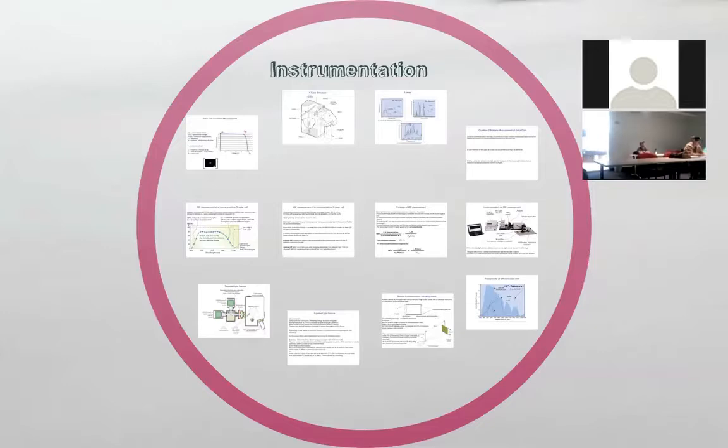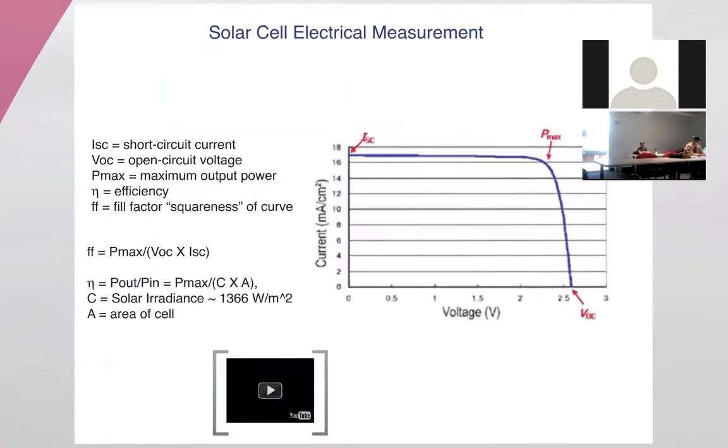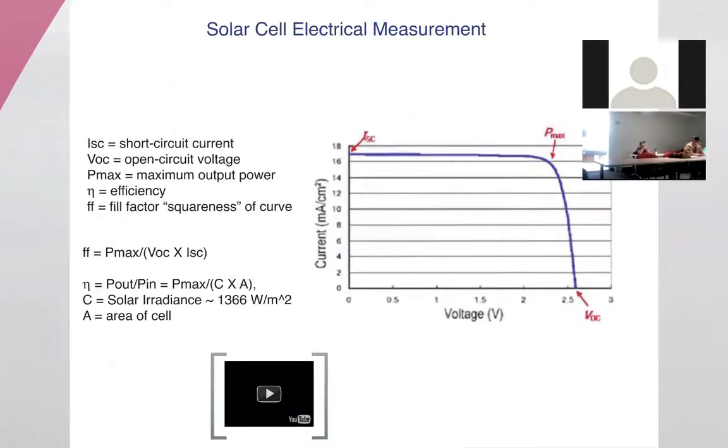In other words, you need to build something where it looks like the sun and it has a reference spectrum that does not change. So that's an example of instrumentation. But before I go into that, let's talk a little bit about the instruments used for the electrical measurements.